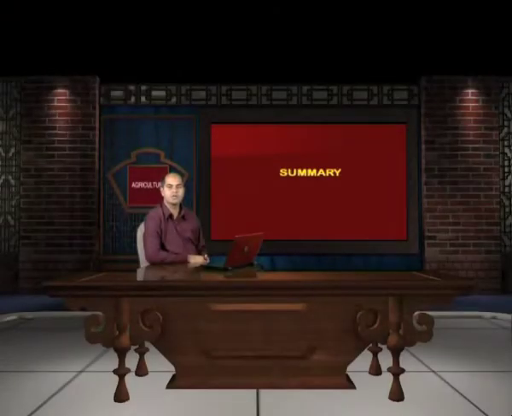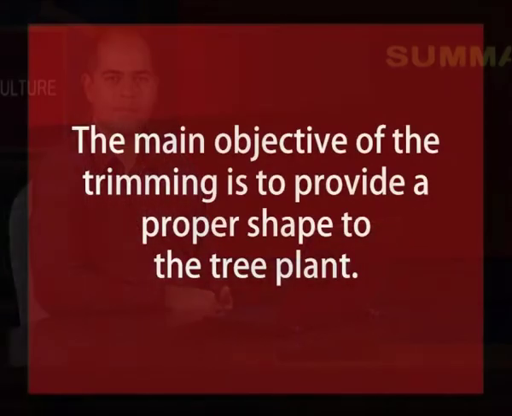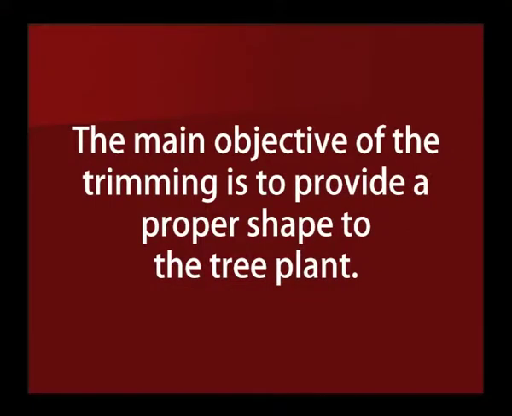Dear viewers, today we have discussed principles of pruning and various systems of training. Training and pruning are the most important operations in maintaining a fruit tree. The main objective of the training is to provide a proper shape to the tree plant, and the main objective of the pruning is to obtain good yield.